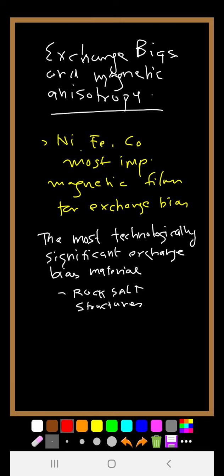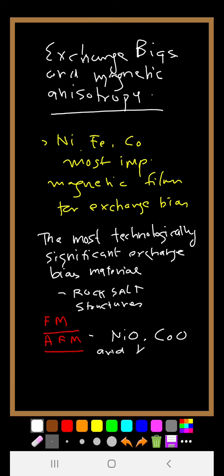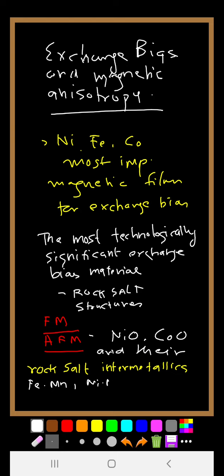Now we know that for an exchange bias we ought to have a ferromagnetic and an antiferromagnetic layer. So talking about the antiferromagnetic layer, oxides like nickel oxide, cobalt oxide, and rock salt intermetallics like iron and manganese, then nickel, manganese, iridium, manganese, and their alloys have been used as the antiferromagnetic part.